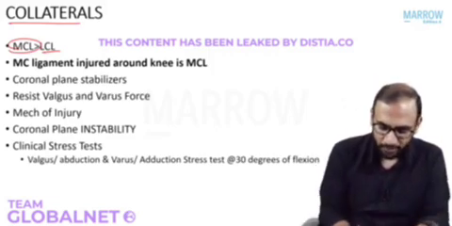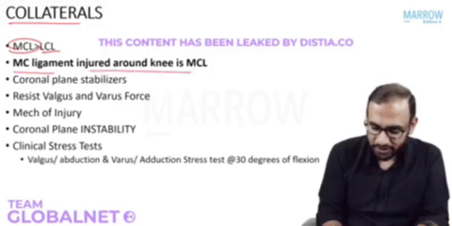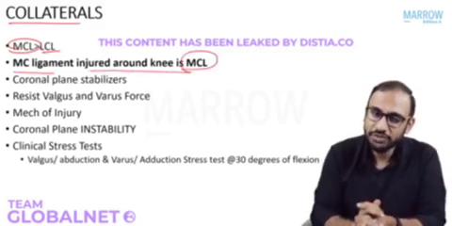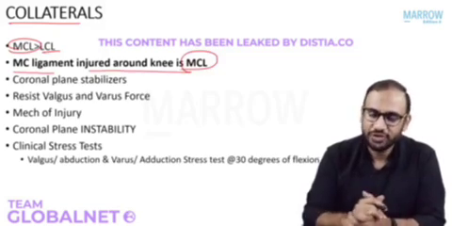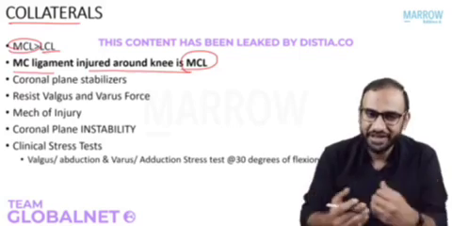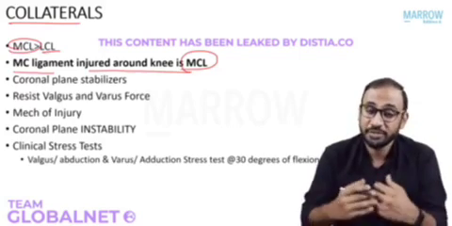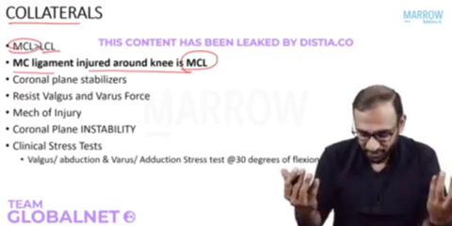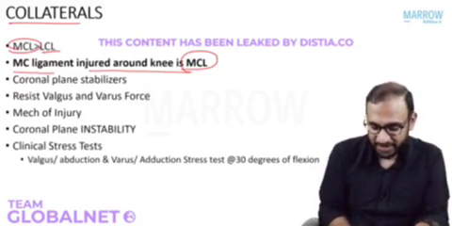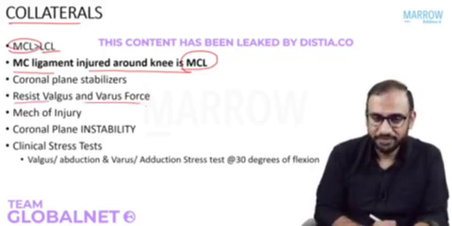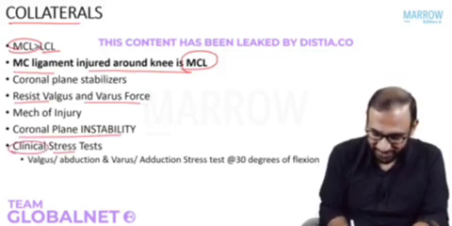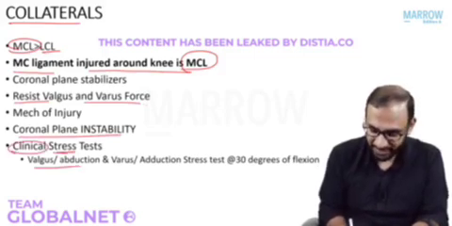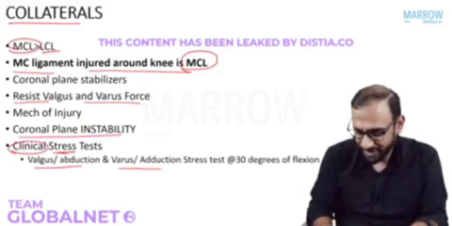Look at this. The most common ligament injured around the knee is the MCL. What is the function of the MCL? Coronal plane stabilizer. Resists valgus force, resists abduction force. How will you test it? Give valgus force, give abduction. If the patient complains of pain, it means the MCL is torn. Since MCL and LCL resist valgus and varus force, they are coronal plane stabilizers. Their clinical test is to stress with valgus and abduction or varus and adduction.